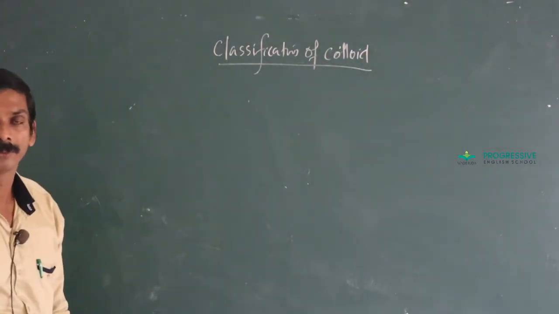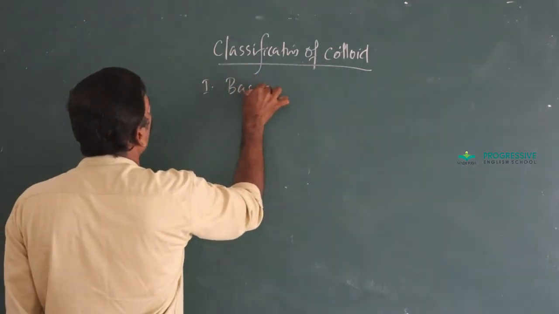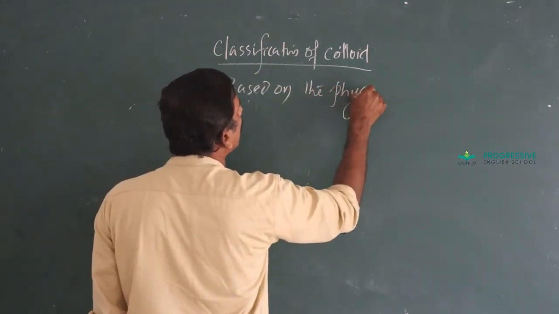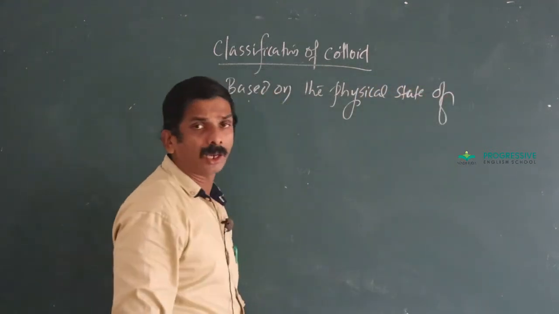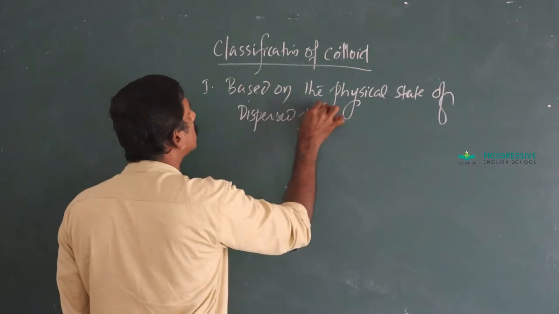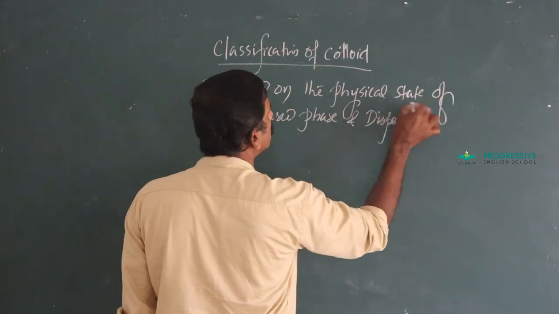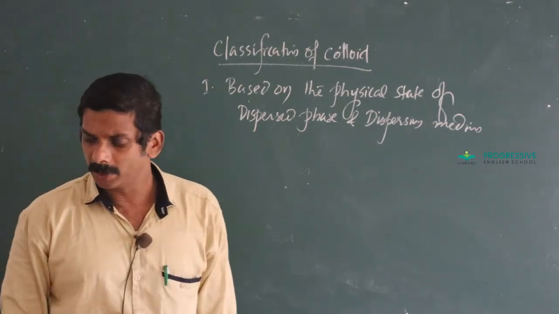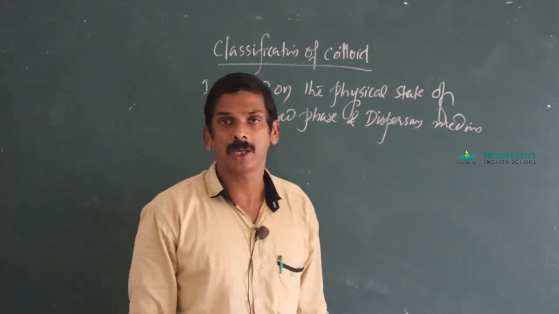Classification of colloid. The first criterion for classification is based on the physical state of the dispersed phase and dispersion medium. Depending upon the nature or physical state of the dispersed phase and dispersion medium, colloids are classified.